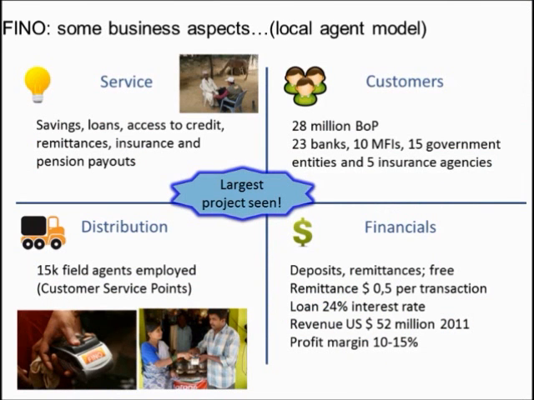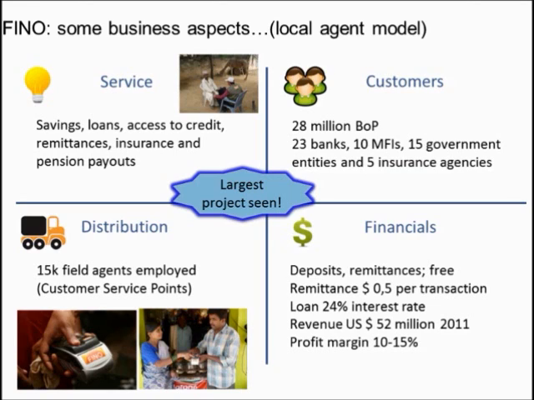So as I said, I would look into one of the cases in more detail. Well, this is the Fino case, which is mostly a local agent model. It is an integrated payment solution company that started out of the ICICI Bank in India at the time that they were investigating how they could support microfinance institutes more than they did before. It's actually the largest project that we've seen. It has up to 28 million users at the BOP since they started in 2006.